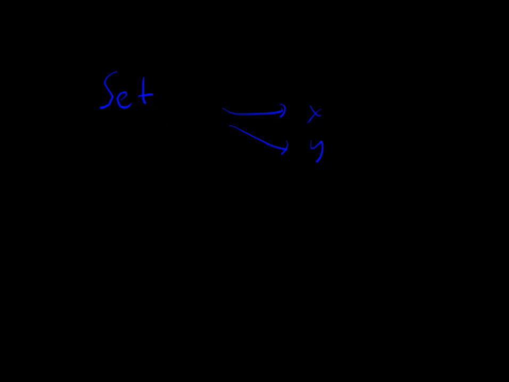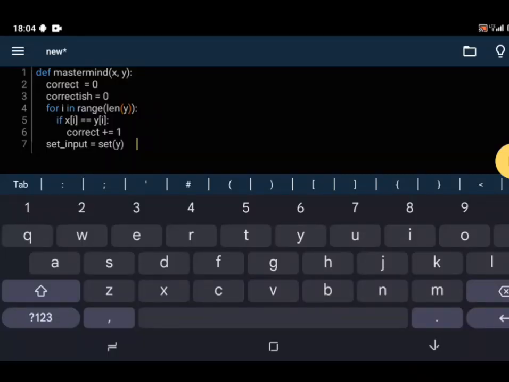So that's the plan. I converted it into a set so that I can loop over it, each item only once. Then I'm going to create a for loop that will loop over that item. So for i in set_input. You can call it anything you want; I'm just calling it set_input.